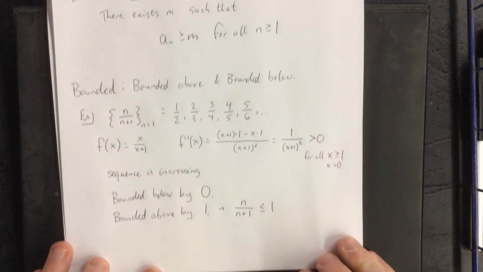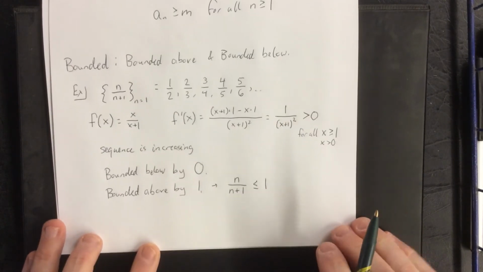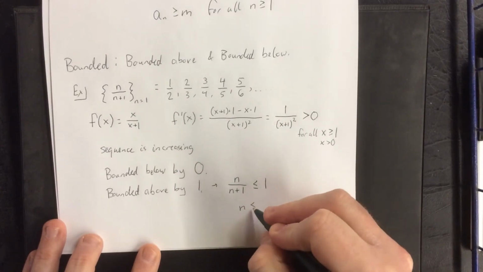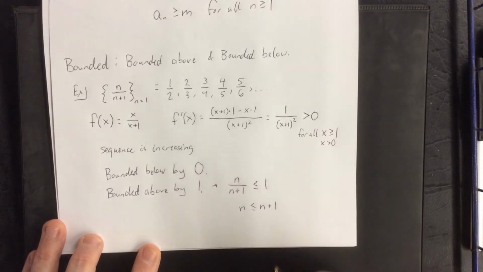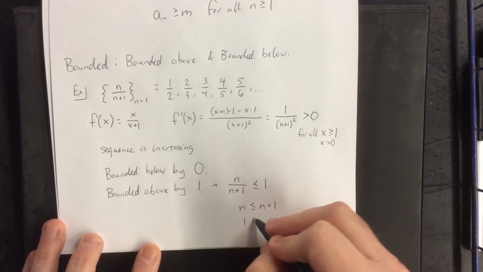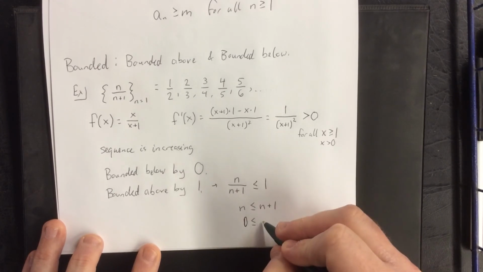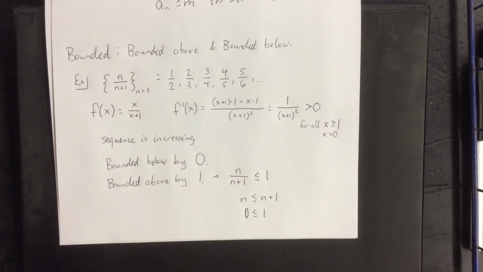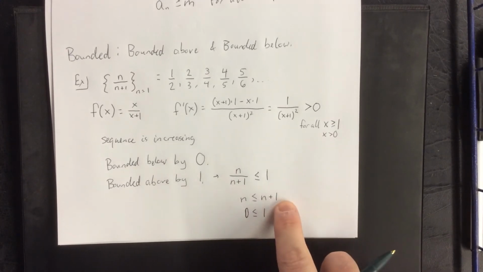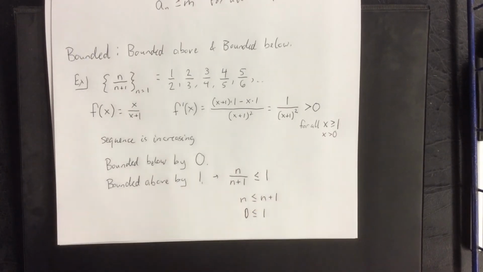The way that I'm going to prove this is multiply both sides by n plus 1. We will get n is less than or equal to n plus 1. And finally, subtract n from both sides. We wind up with the statement that 0 is less than or equal to 1. Because this statement is true, this statement becomes true, and because this statement is true, this statement becomes true as well.